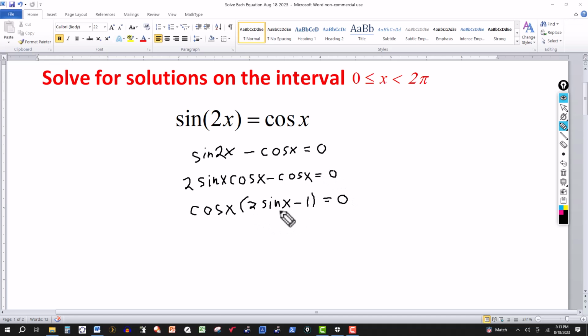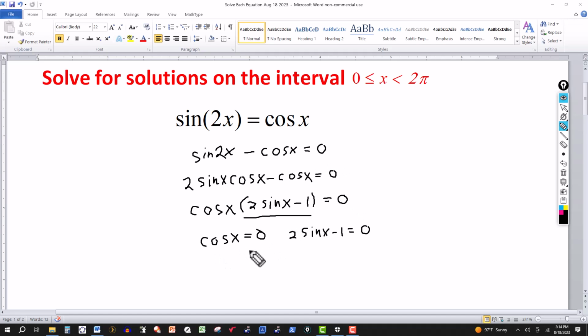And even though we have a sine and a cosine function, when we set each factor equal to 0, it's going to separate them. The product of two factors is 0 if one or each factor is 0. So we just set each factor equal to 0. So this is possible if cosine of x is 0 or 2 sine of x minus 1 is equal to 0. Just like when we're solving quadratic equations, we can factor or use the quadratic formula.